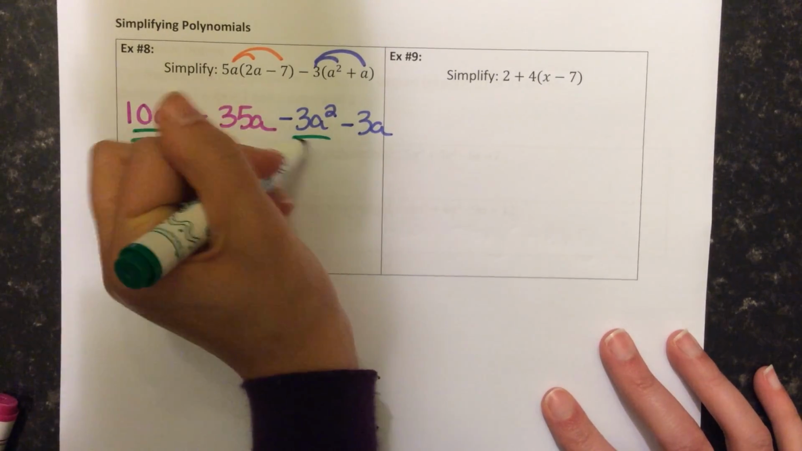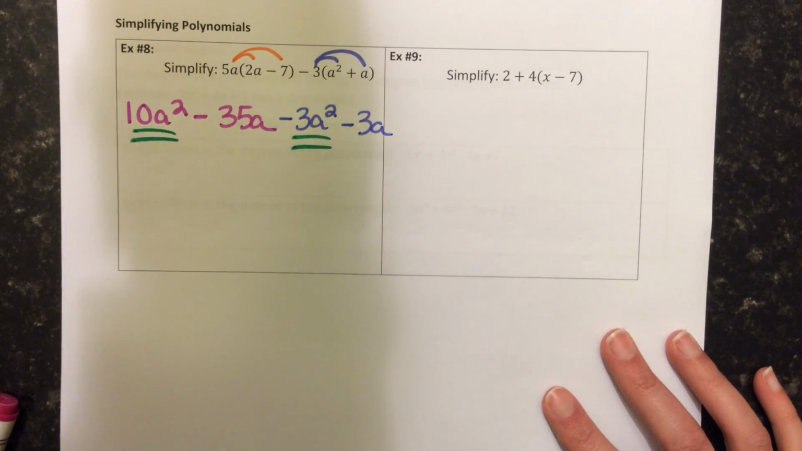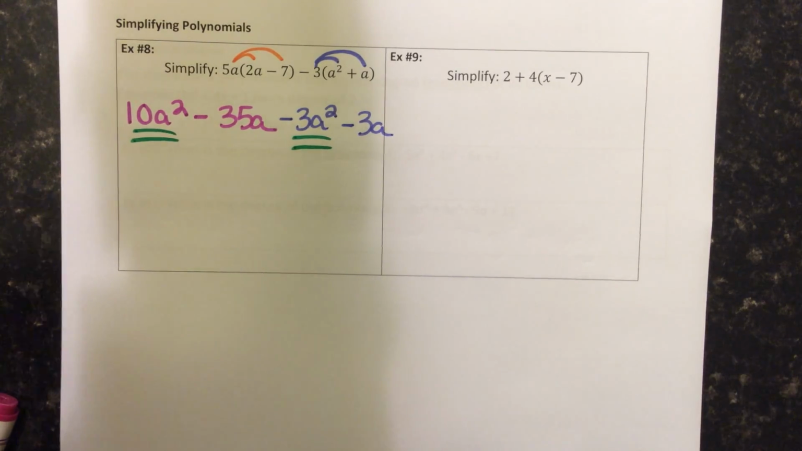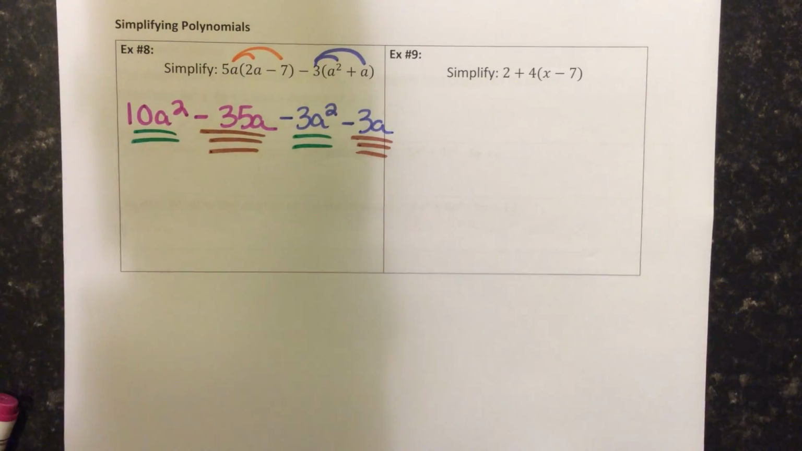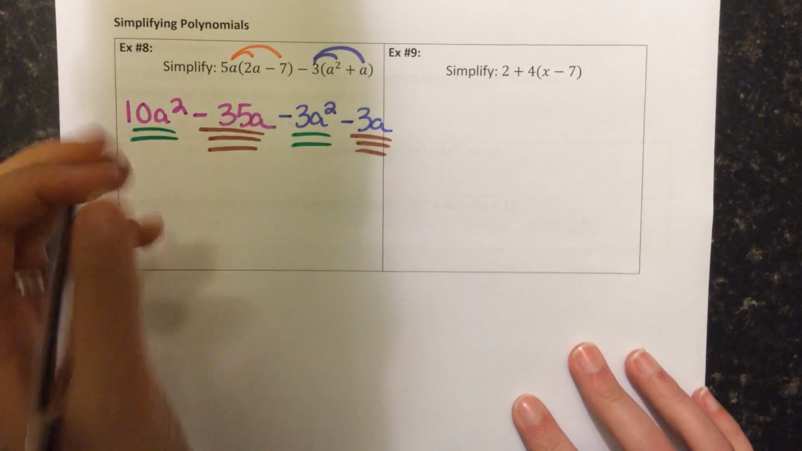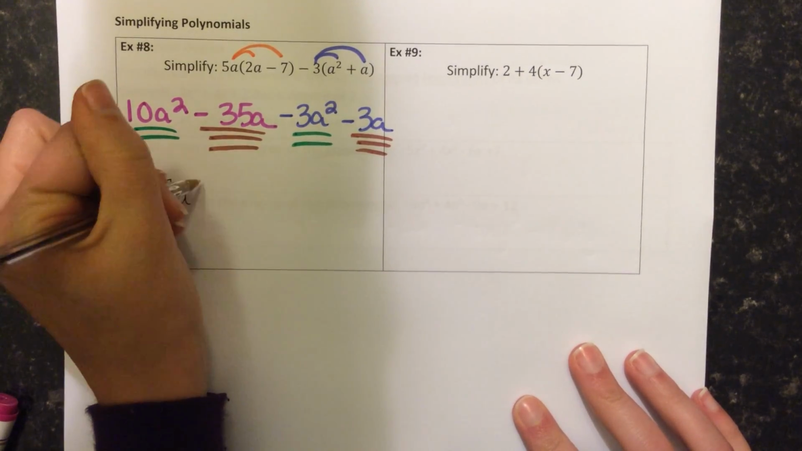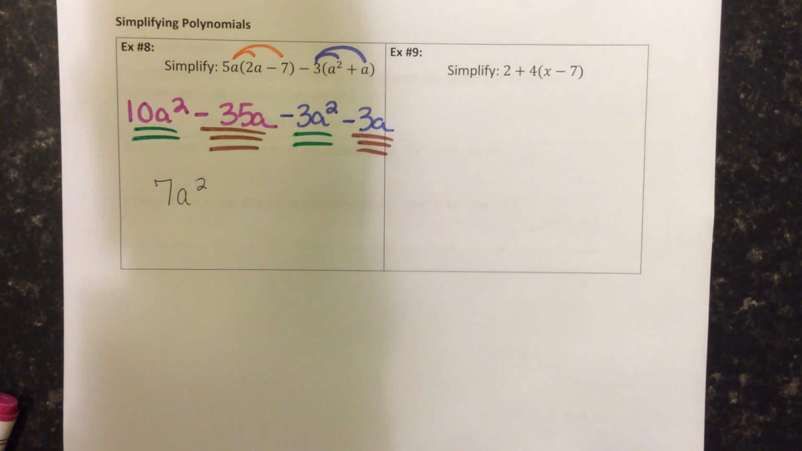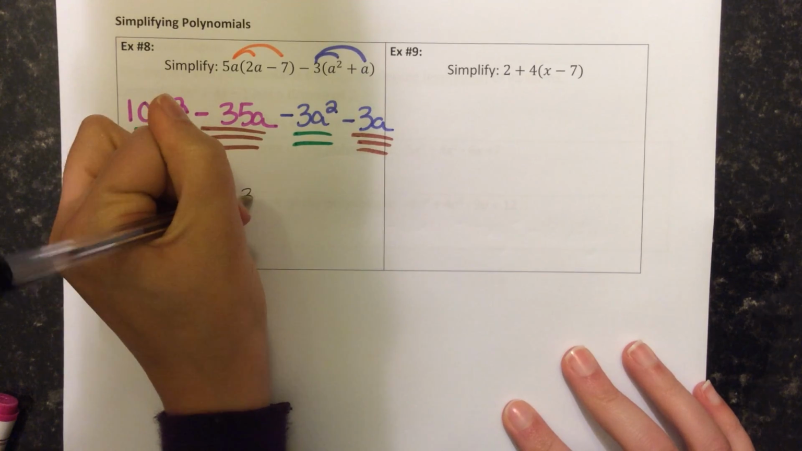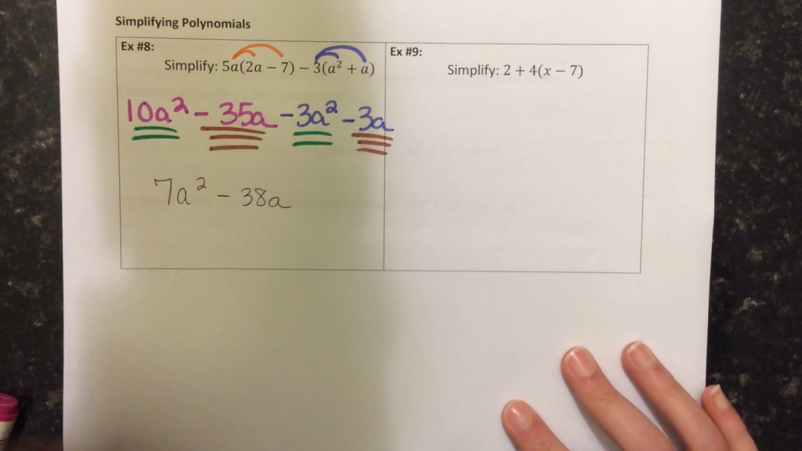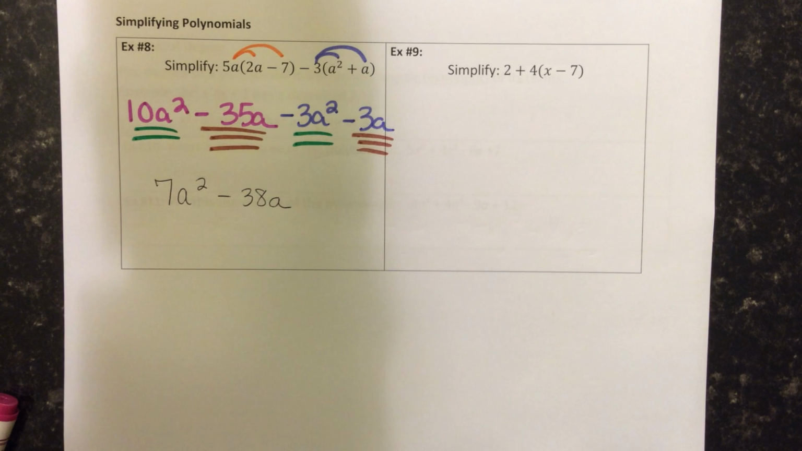Look at these a squareds. And we'll use this one. And then we have some a's here. Okay, so this would be like 10 minus 3, so that gives me 7a squared. I'm combining now, so I'm not doing anything with my exponents when I just combine like terms. Okay, and then here, this gives me a minus 38a. All right.